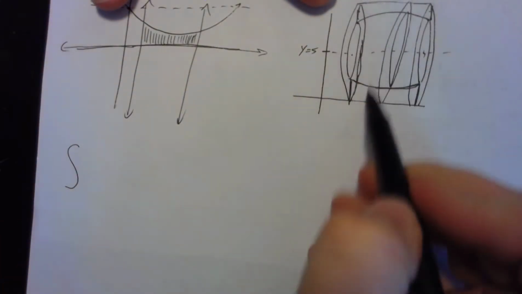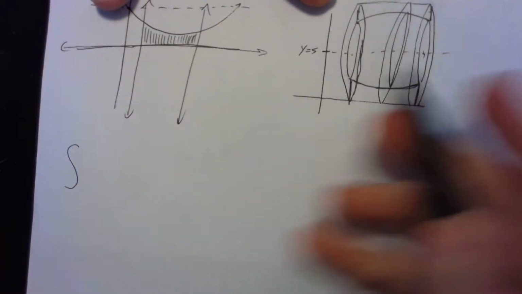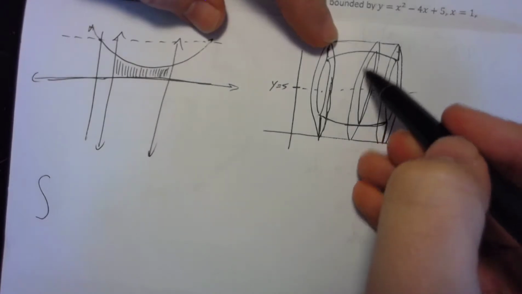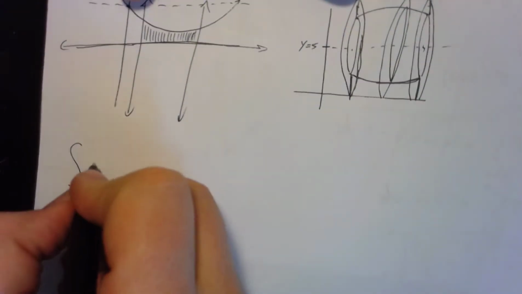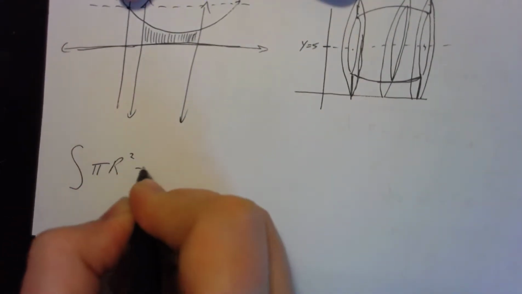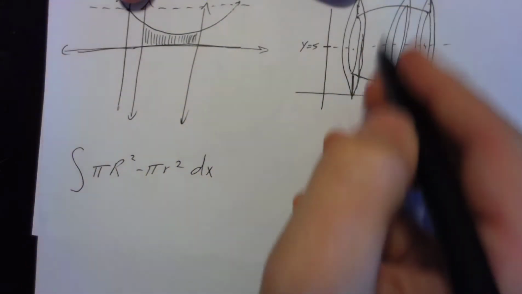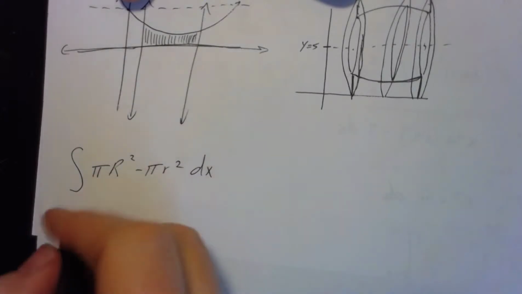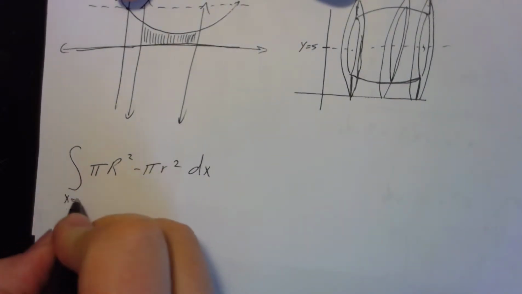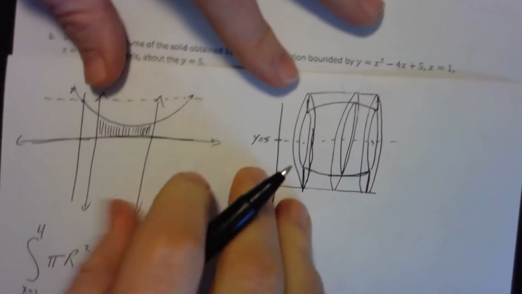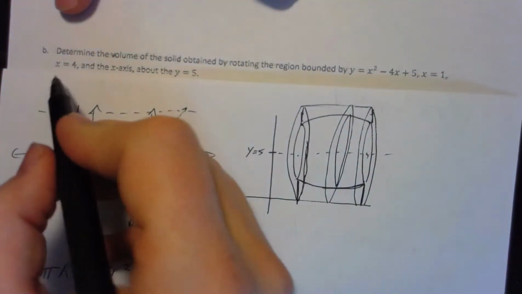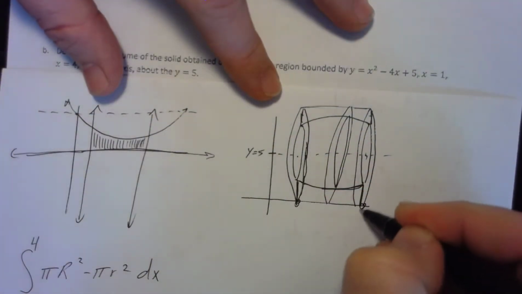This way I'm cutting it so that my circular cross sections appear, and you'll notice that there is a center region cut out of it, so I should deal with pi capital R squared minus pi lowercase r squared. I should be cutting this in terms of x, because again, I'm cutting these vertically. So it should be easy to identify the bounds being from 1 to 4, given that those were the lines x equals 1 and x equals 4, so that's from this location to this location.